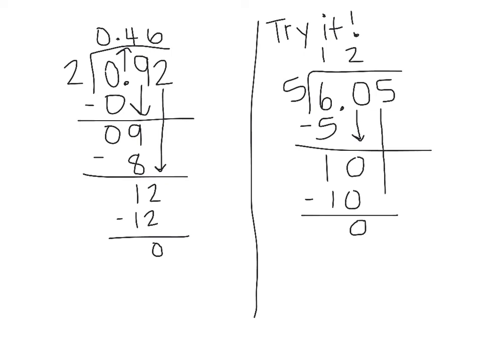And we're going to bring down our 5 hundredths. 5 hundredths divided by 5 is equal to 1. 1 times 5 is 5. 5 hundredths minus 5 hundredths is equal to 0. We bring our decimal point straight up. We're left with 1 and 21 hundredths.